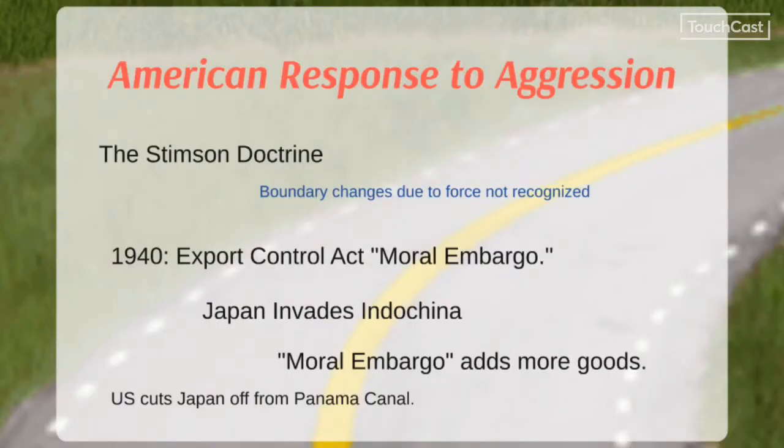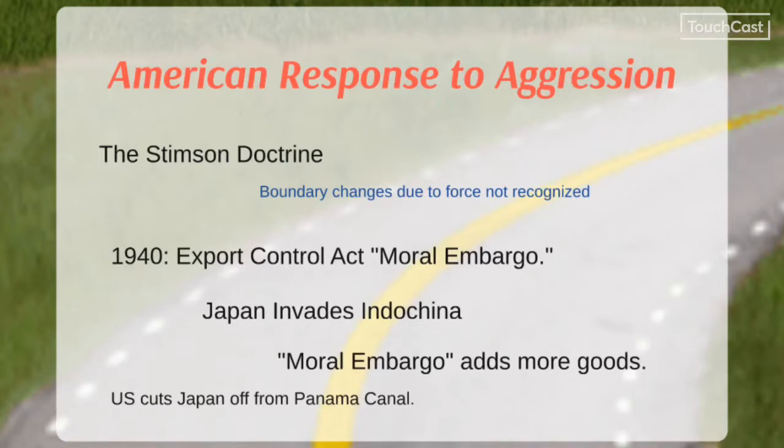Now, talking about the isolationists and interventionists, America's response to aggression, we passed the Stimson Doctrine, which stated boundary changes due to force or threat of force are not recognized. That deals with the Japanese taking Manchuria, regions of China when they invaded China. You also have them taking Korea. The United States would not acknowledge those boundary changes, saying that's not part of Japan because it was taken by force or through threat of force. Same with Italy's attacks in North Africa, and also the German aggression in Europe.